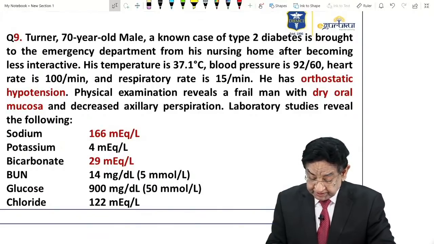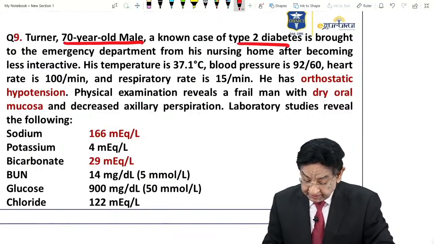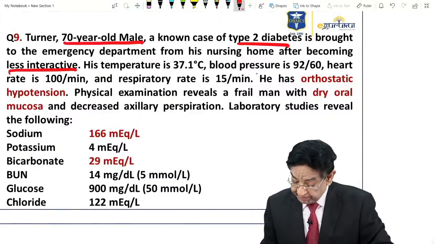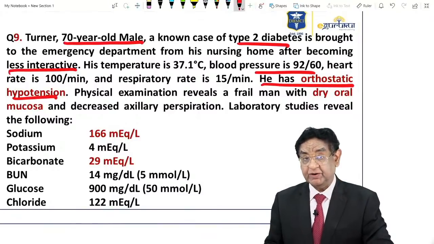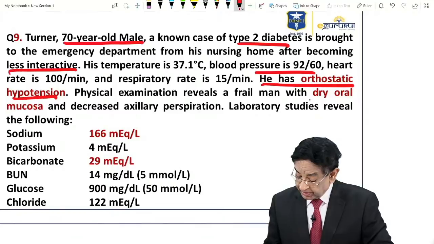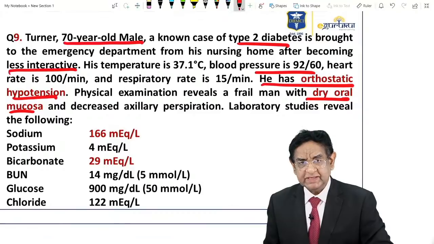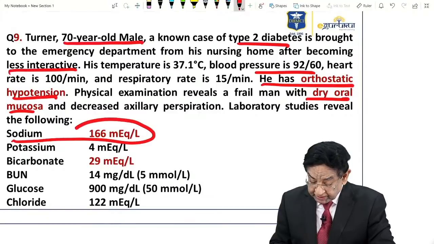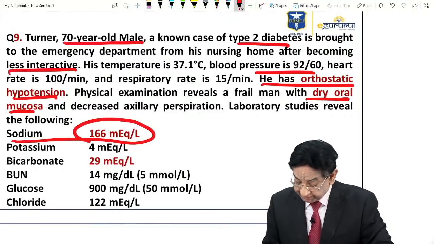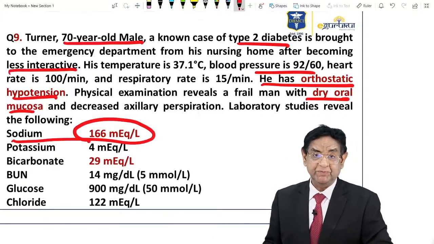We got another patient, Mr. X, a 70-year-old male, type 2 diabetic, less interactive, confused, BP is low, orthostatic hypotension is there, dry oral mucosa. Fine. Are we dealing with cerebral salt wasting syndrome? Let's see. Aha, sodium is 166. This cannot be cerebral salt wasting syndrome.